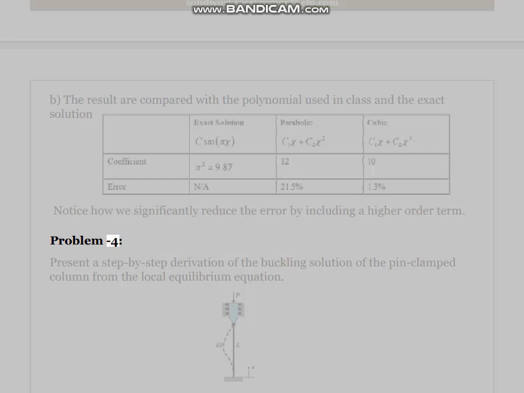Problem 4. Present a step-by-step derivation of the buckling solution of the pin-clamped column from the local equilibrium equation.